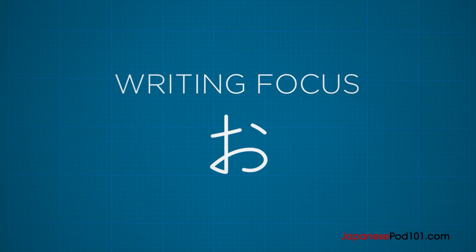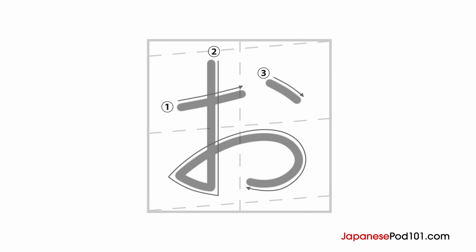Hiragana O is written in 3 strokes. It starts in a similar way to hiragana A, with a short horizontal line, but this time a bit lower and more to the left. The second stroke starts as a vertical line that cuts the first stroke in half. Then it turns sharply to the left, then turns again to make a big curved line. Flick your pen at the end of this stroke.